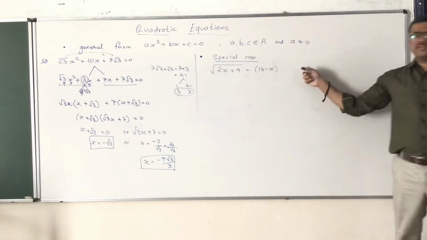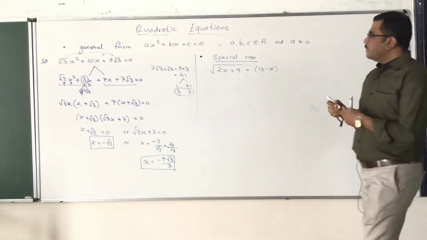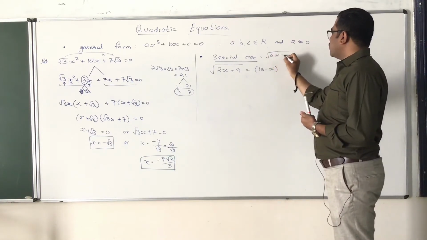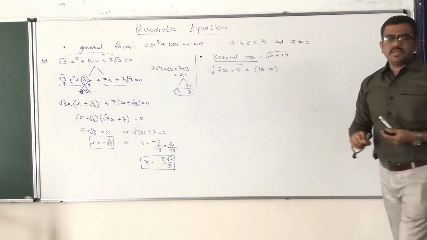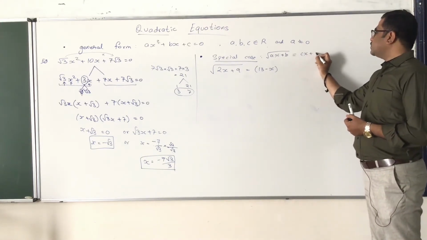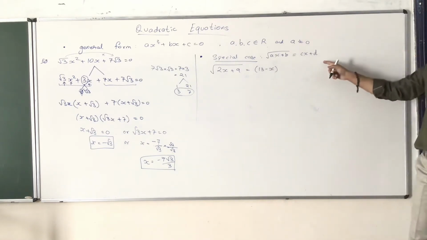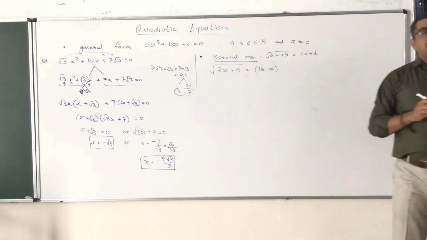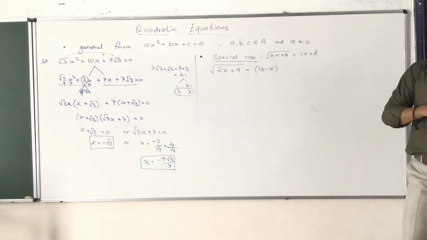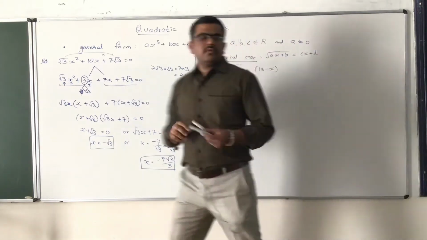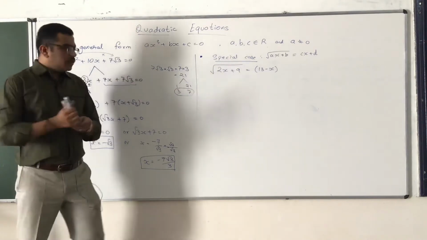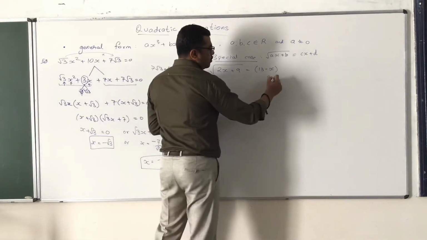Now here it is a special case. In general, the equation is in the form of square root of ax plus b equals cx plus d. Though it does not appear to be a quadratic, we can rearrange and get the quadratic form of equation from this. We know very well, to remove square root, we need to square both the sides.